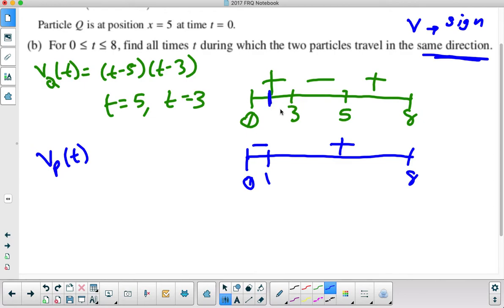But from 1 to 3, they're both positive. All right, so from 1 less than t less than 3, they're good. And then also from 5 to 8, they're both positive. Okay, so 5 less than t less than 8. All right, so those are the only two intervals that have the velocity has the same direction. They have the same sign, so that's how we know they're moving in the same direction. All right, so that's part B.